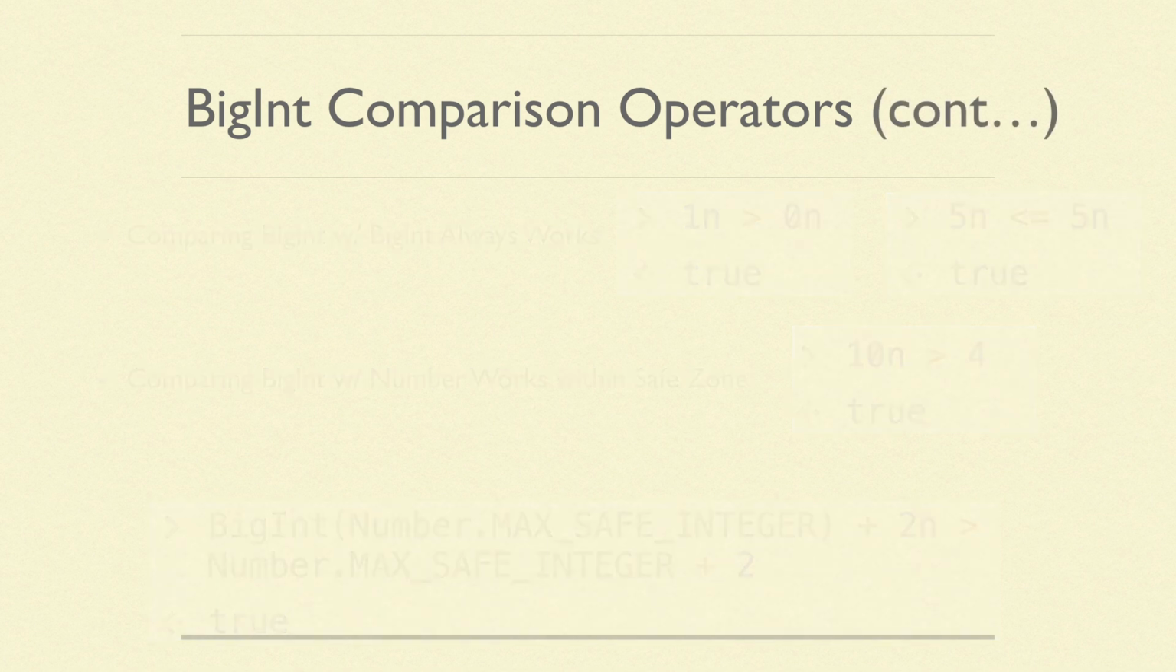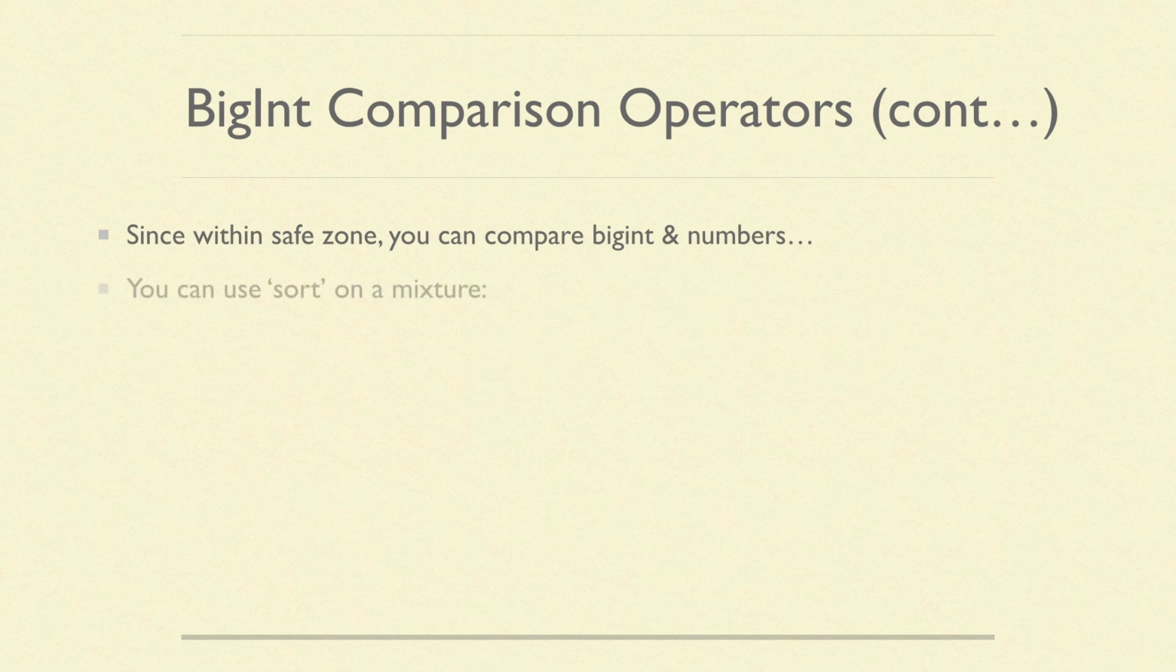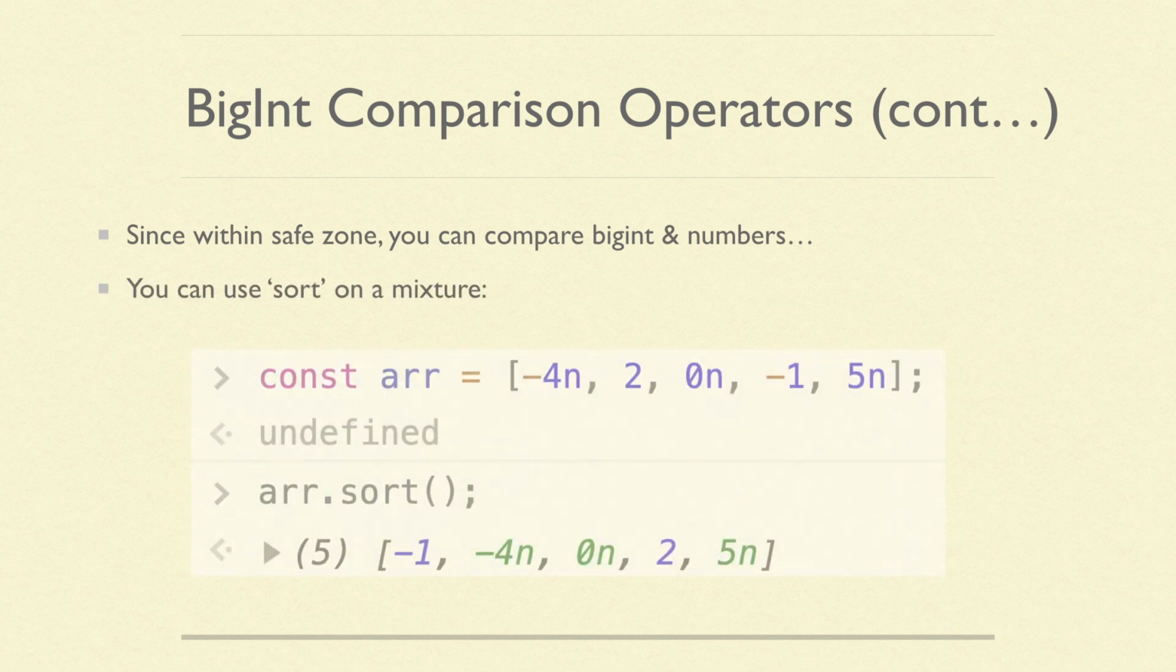But because you can use the comparison operator between both BigInt and regular numbers combined, you can use built-in JavaScript sorting methods on it. For example, make an array of both number type and BigInt type, you can call sort on it, and it will sort correctly, assuming that you are playing within the safe number type ranges.